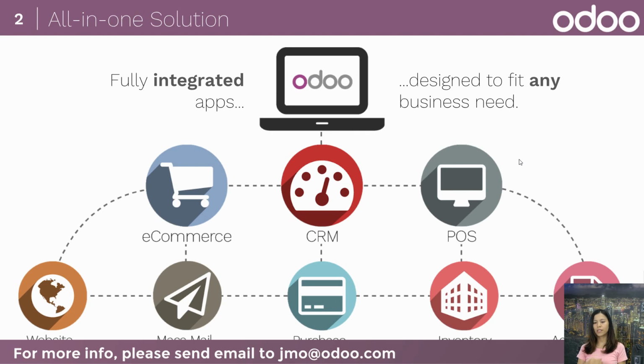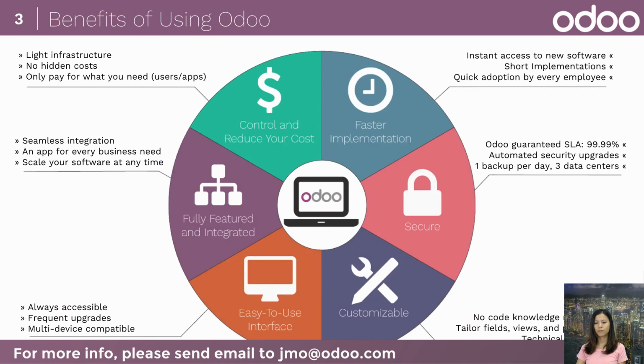This is the business model that Odoo upholds: all business operations under one centralized platform. Here is an overview of Odoo's benefits and value. It's fully featured and integrated. It helps you control and reduce your costs. Its implementation is very fast. Once you install it, it's already ready for use. It's secure and it's customizable.